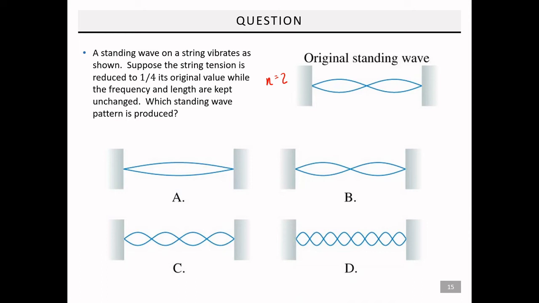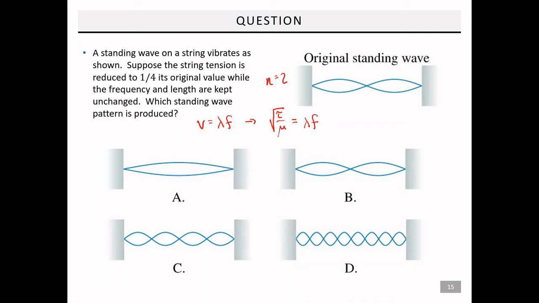So one way to answer this question is to look at the wavelengths of the waves in all the different pictures. If we want to do it this way, we need some way to relate wavelength to the tension, because the tension is what we're changing. So if we start with the equation v equals lambda times f, and we plug in the square root of tau over mu for the speed of the wave on the string, this will be equal to lambda times f.